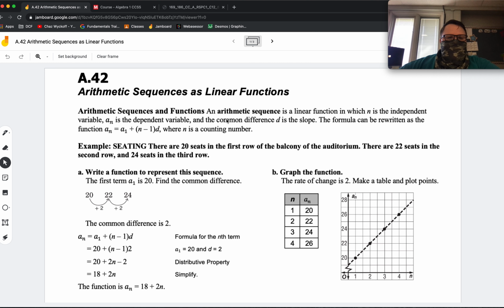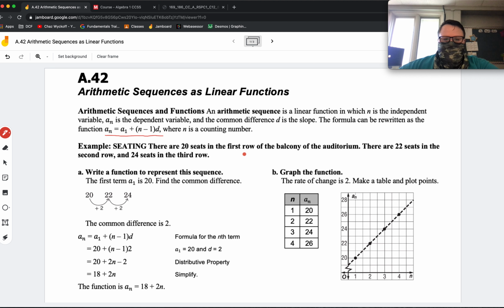All right, guys, today's lesson is the continuation from yesterday, arithmetic sequences as linear functions. So if we recall from yesterday, our equation follows the form a sub n equals a sub 1 plus n minus 1 times d, where n is a counting number, just meaning that counting numbers are 1, 2, 3, 4, and so forth. So I'm not even going to do the example with you. Well, I'm going to quickly do the example.